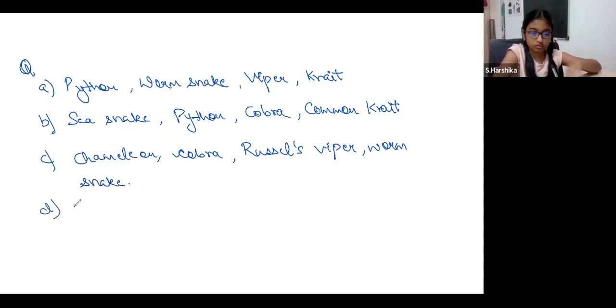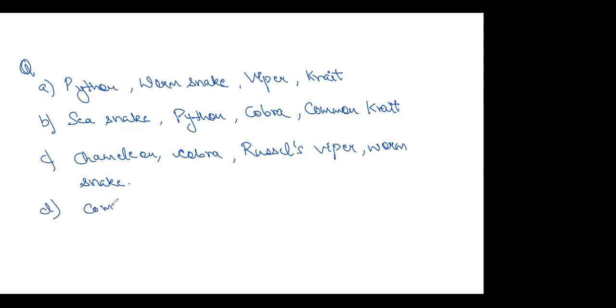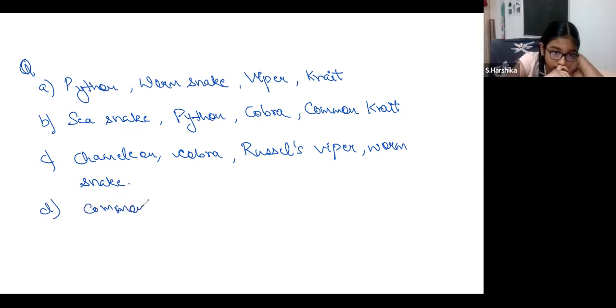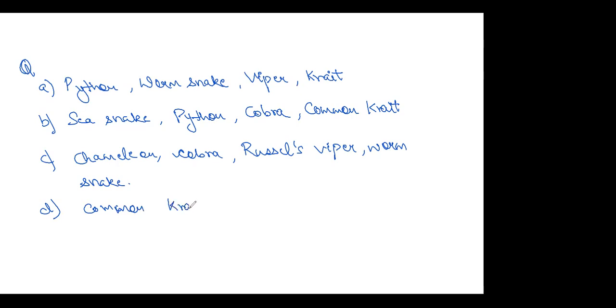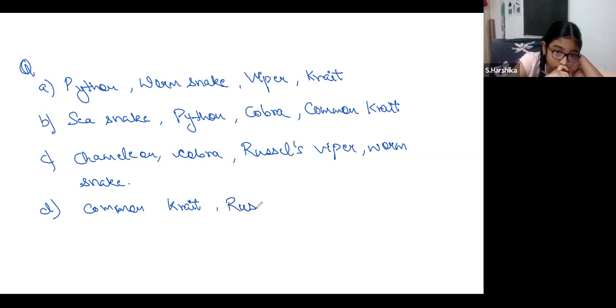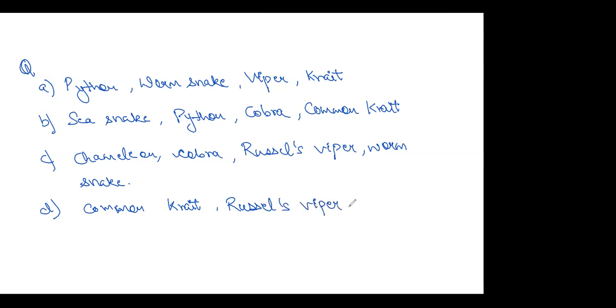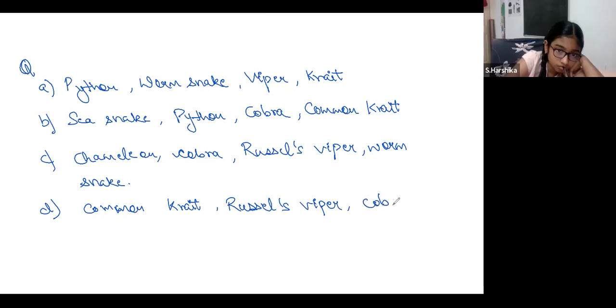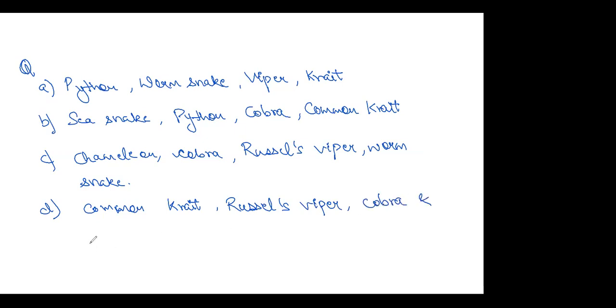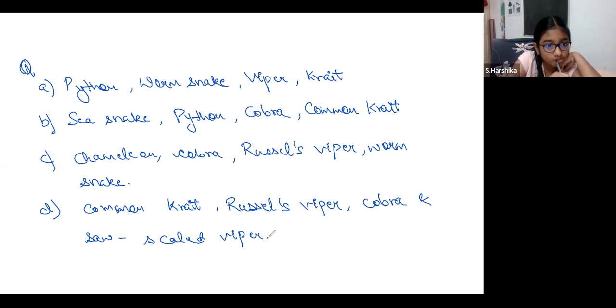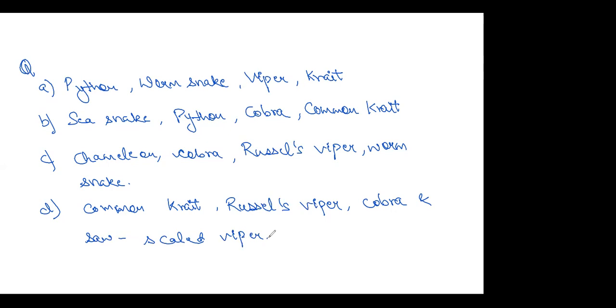And the last option is common crate, Russell's viper, cobra, and saw-scaled viper. So these are the 4 options.